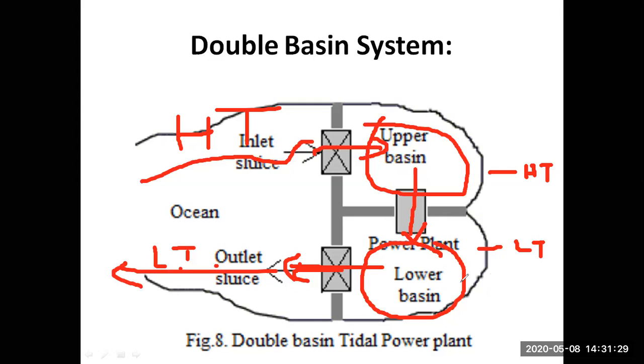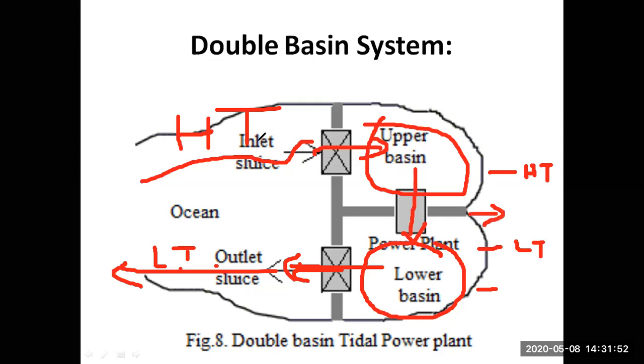And when a certain level of water is attained, we close this outlet sluice in order to run the turbine smoothly, alternately. And again, when the high tides come, the water is collected inside the upper basin, and this process repeats, and regularly the generation of electricity occurs.